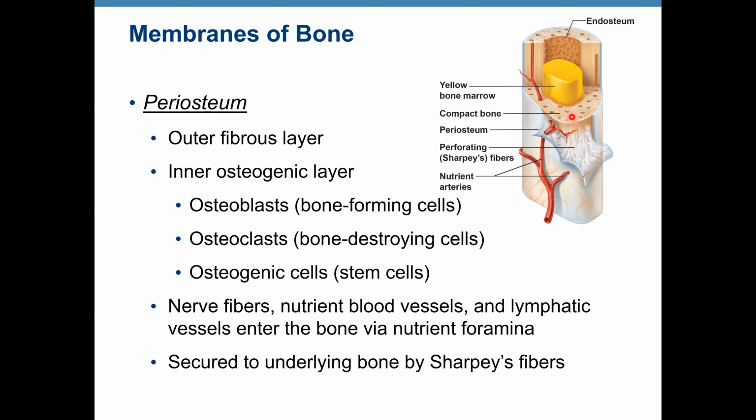And periosteum is attached to the bone by perforating fibers. So those are perforating fibers or Sharpey's fibers. Also, nerve fibers and nutrient blood vessels enter the bone via nutrient foramina. So if you see, this is a nutrient artery, and there is a little opening here, right? That's called a nutrient foramen. So these blood vessels can enter your bones.